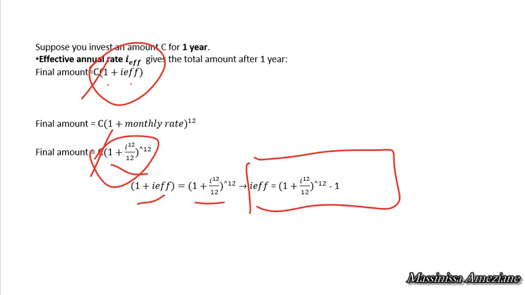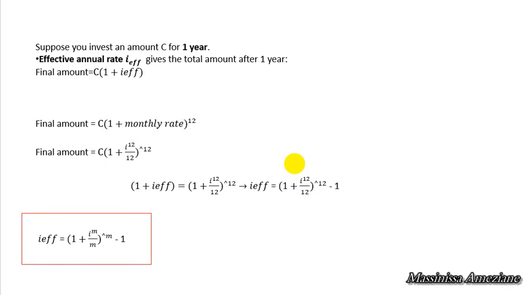When I say monthly interest rate, I mean this one, which is the nominal annual interest rate divided by 12. 12 is the number of periods in 1 year. So whatever the period, monthly, semi-annual, or quarterly, it doesn't matter. Instead of using 12, which is monthly, we use a number depending on the number of compounding periods.